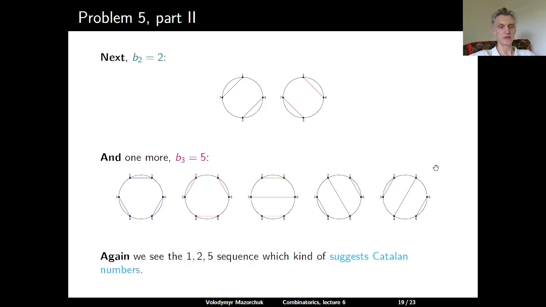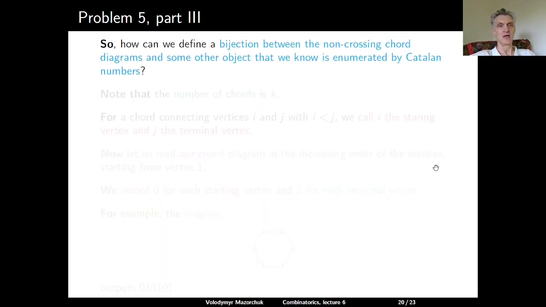So again, we see the sequence 1 to 5. And this kind of suggests that we might be looking at a new version of the Catalan sequence. So, how do we define a bijection between our non-crossing chord diagrams and some other objects that we know are enumerated by Catalan numbers? We have 2k points, so we use k chords. So we need an object which is enumerated by Catalan numbers, c_k, and which uses k ingredients.